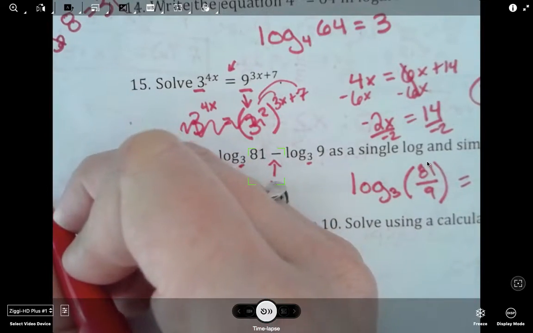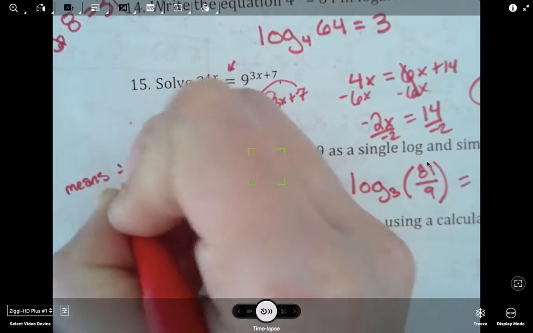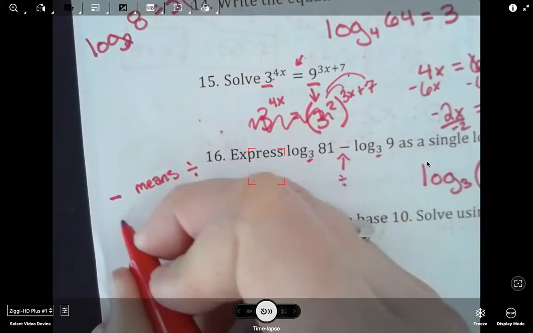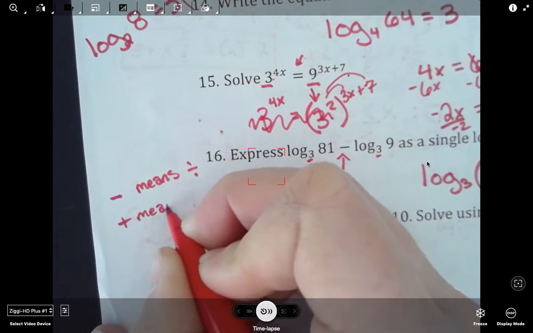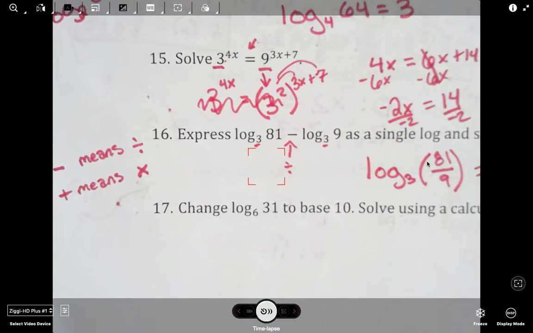So I'm just going to put over here a little side note. Minus means divide in log world, and plus means multiply. Okay, so when you put them together as one log, minus means divide, and plus means multiply. Okay, good? All right, 17.